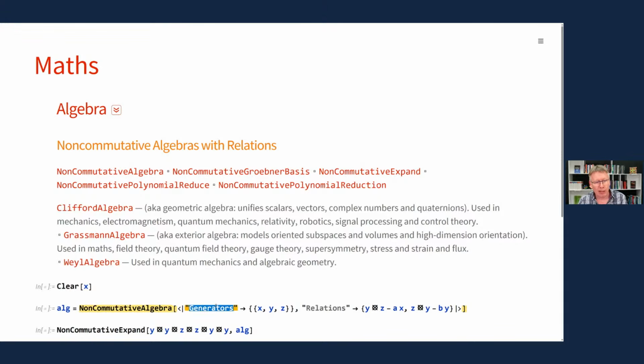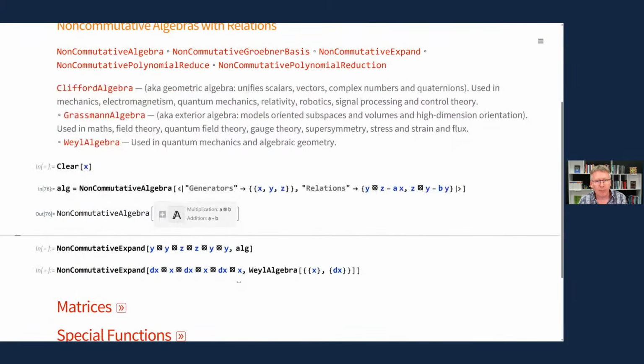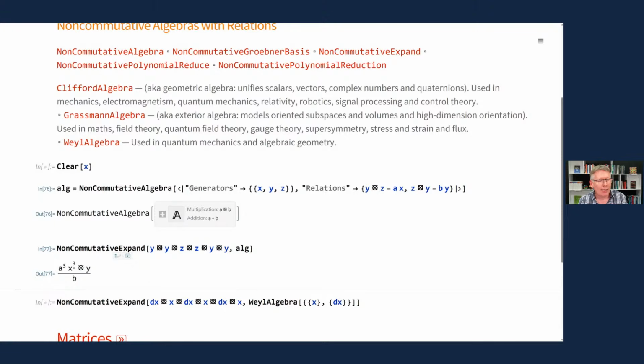So there's a general way to set this up where I can say what the generators are, but what the relationships are about how these things do commute. And having set that algebra up, I can then do something like expand this piece of algebraic operation based on those rules. What's probably more useful is that 3 of these algebras have been set up out of the box. So Clifford algebra, Grassmann, and Weil algebras are all now predefined. So I can take some expression and do a non-commutative expand on that, say treating these x's and dx's as elements of a Weil algebra arrangement.